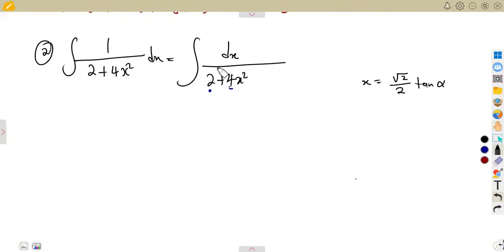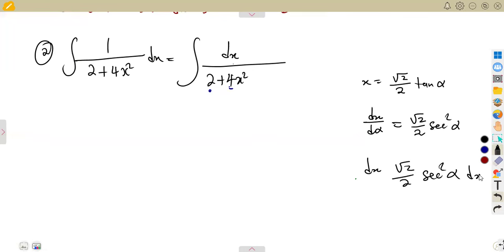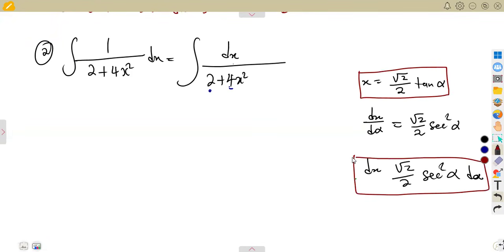What is next is to determine dx in terms of alpha. The derivative of x in terms of alpha, this is a tan, like we said before. The derivative of a tan is a sec squared, so that's sec squared alpha. So I can have dx if I multiply dx this side. That is going to be the square root of 2 over 2 sec squared alpha d alpha, like this. This x that we are having, and also dx, we are going to need these two in our substitutions.